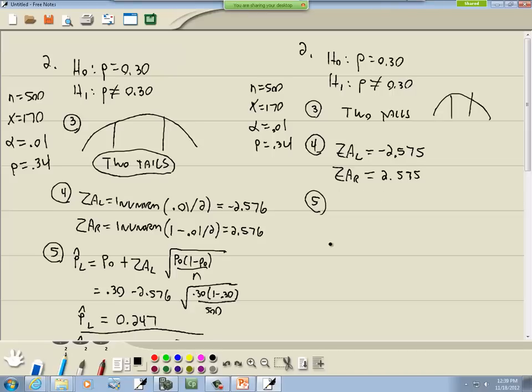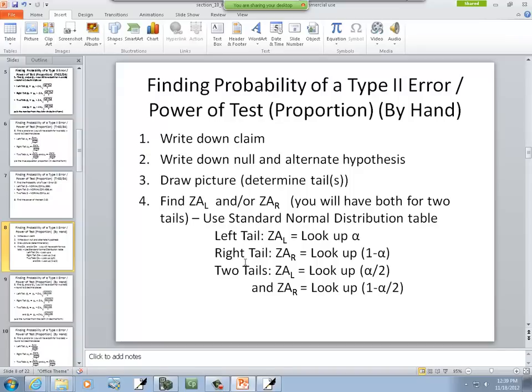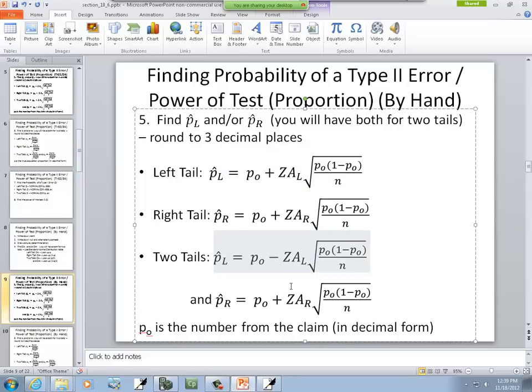Step 5. Oh, I didn't change these, did I? I want them all to be pluses. Because again, the sign's handled automatically when you use INV norm or when you use the tables. So you don't need to have those incorrect there.